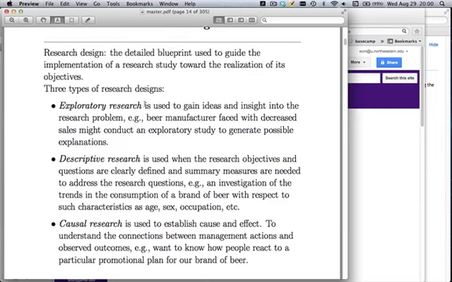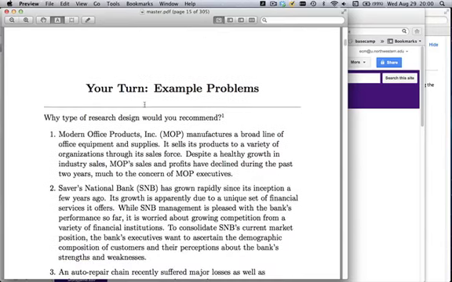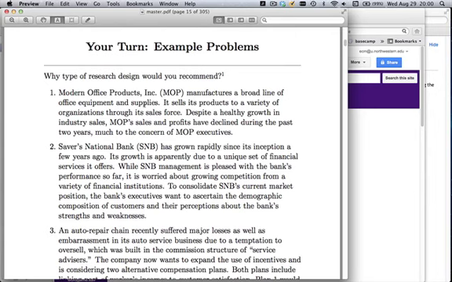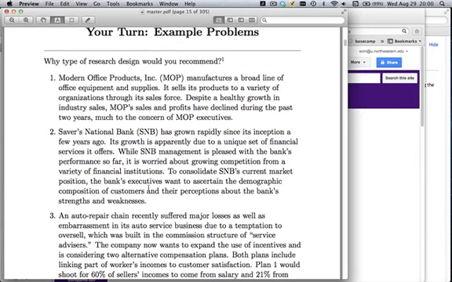Okay, so these are the three basic designs. What I'd like for you to do now is to try your hand at these three problems. So the question is, which research design would you recommend for each of these three situations? So why don't you pause the video and try this on your own. Okay, the answers are provided in the footnote below, and I'll just go over one thing.